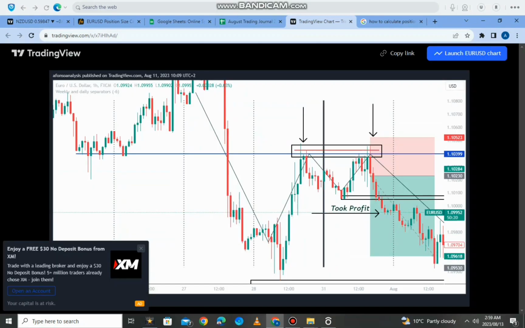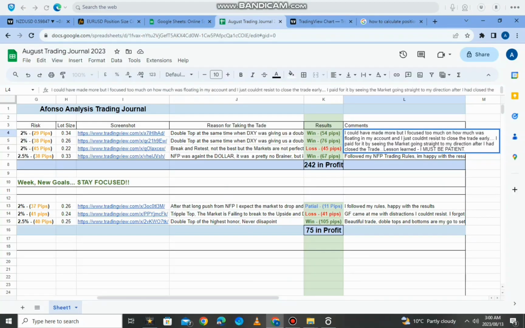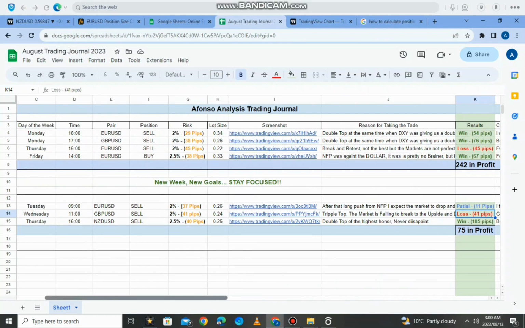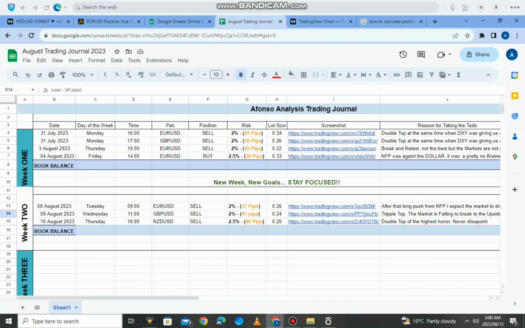Let's just go check that trade again. Look at that. So I closed my trade here. As you can see, it says take profit here, and after I closed my trade, it went straight to my take profit. So keeping a journal is really important, because at a glance I can see that I lost 41 pips here. What was happening? Let's just go back. On this trade, it was the 9th of August, right? On the 9th of August, it was a Wednesday, 11 a.m.